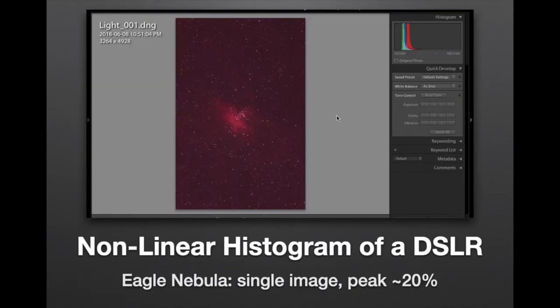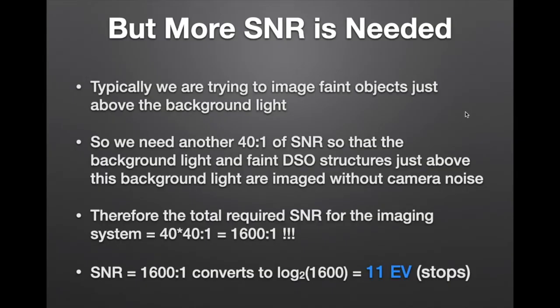Here we have a standard DSLR image that's just been brought into Lightroom with no processing. It's showing you a fairly well exposed image of the Eagle Nebula, and the histogram here is what you would have seen on the back of your camera, and it shows the background noise at about 20%. I have it a little higher here, but that's approximately the region. But we need to know more about the SNR.